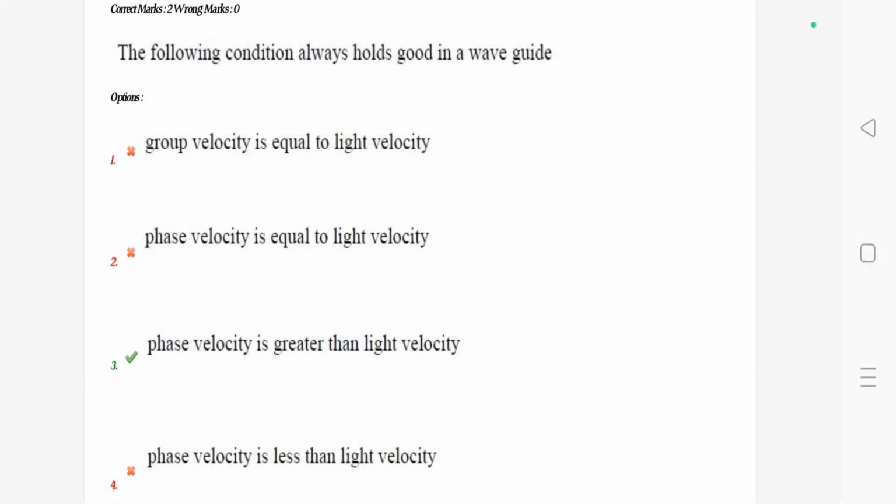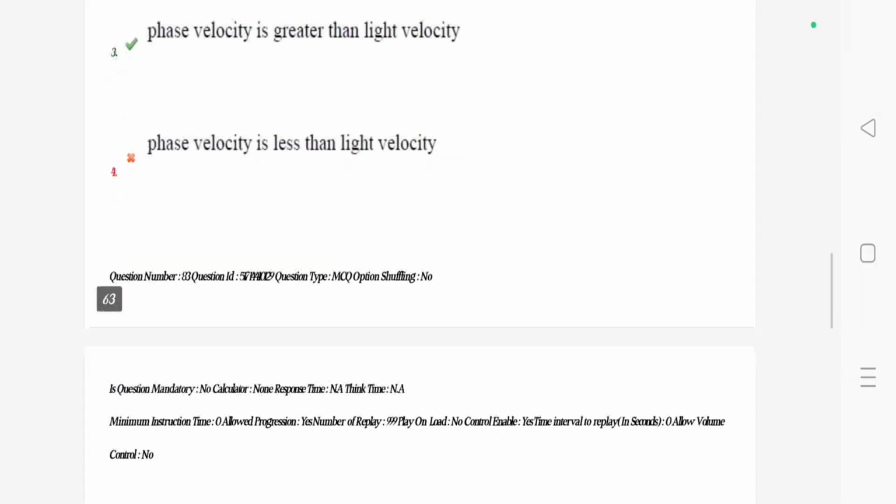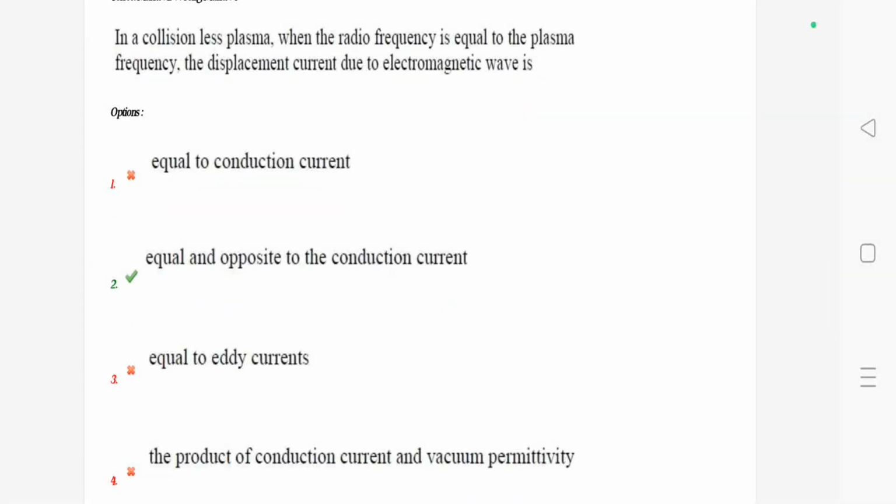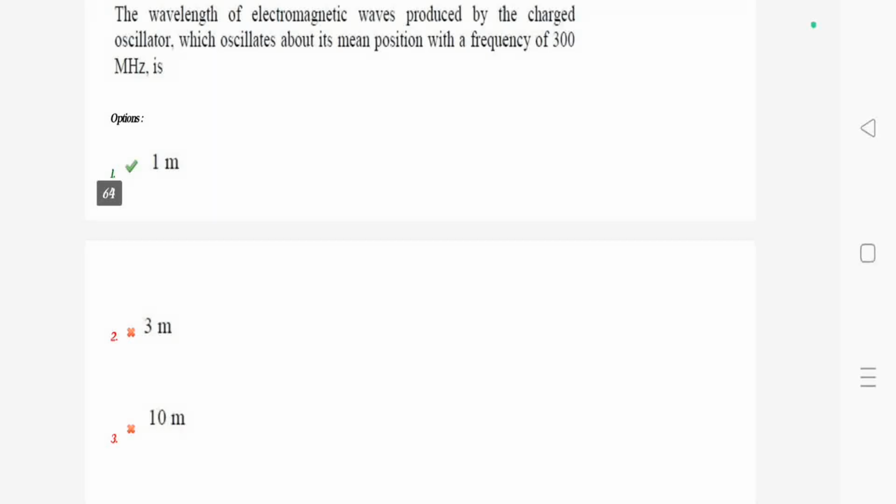Next question. The following condition always holds good in a waveguide: phase velocity is greater than light velocity. Next, in a collisionless plasma, when the radio frequency is equal to the plasma frequency, the displacement current due to the electromagnetic wave is equal and opposite to the conduction current. Next, the wavelength of electromagnetic waves produced by a charged oscillator which oscillates about the mean position with a frequency of 300 MHz is 1 meter.